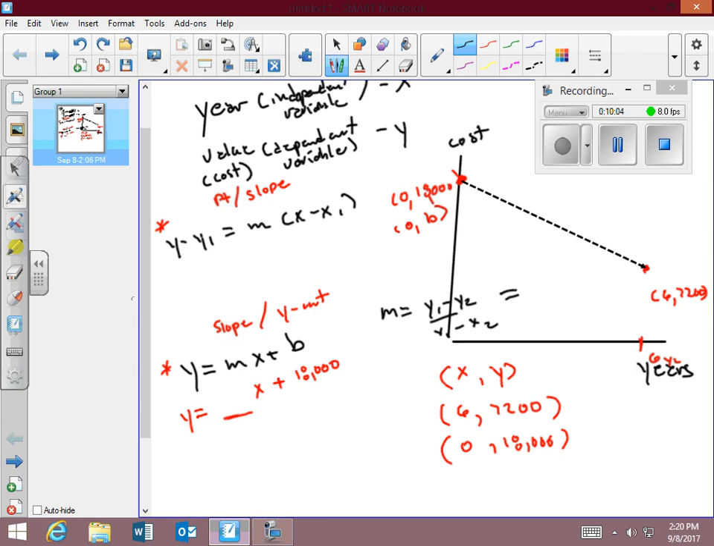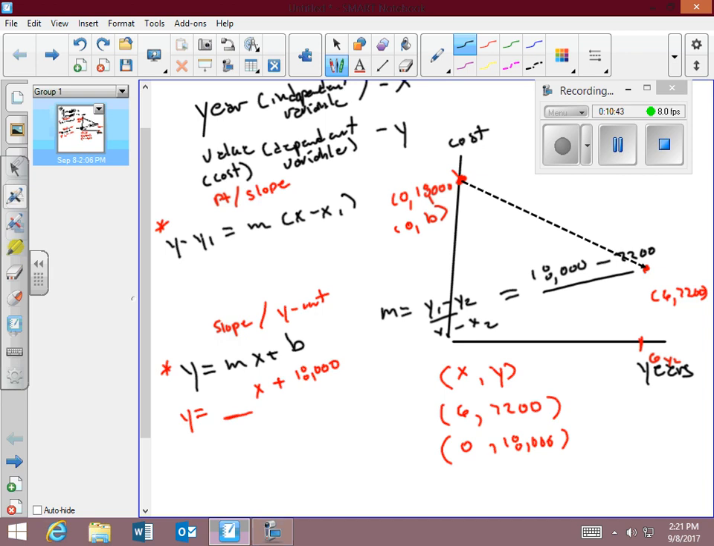If we use y2 from one ordered pair in the numerator, we've got to use x2 from that same ordered pair in the denominator, right? That's the only thing that makes any difference. So which y do you want to put in the numerator first? 18,000 or 7,200? Okay, 18,000 minus, that means we have to put the other y, and what is that one? 7,200.